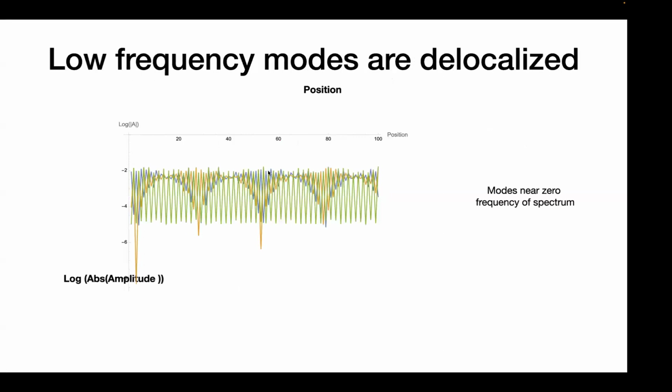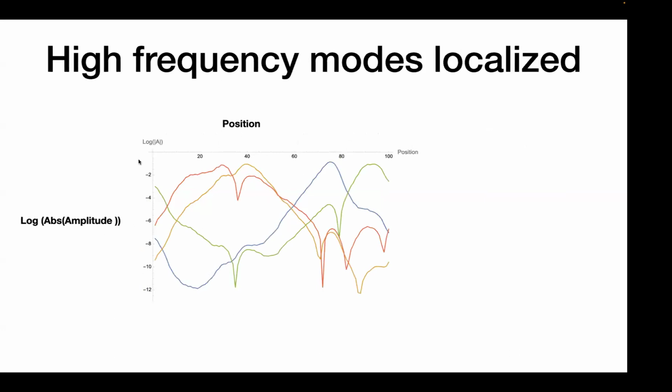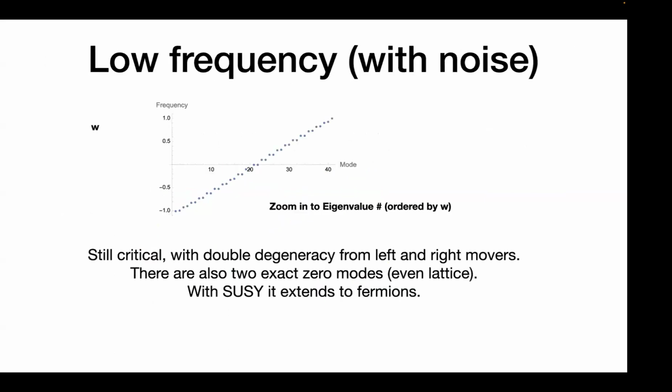So the zero modes are preserved, and the low frequency modes become delocalized, and the high energy modes are very localized. The log of the amplitude kind of decays exponentially on the sidelines. In any case, the really important thing is that the zero modes are preserved on an even lattice. You have two exact zero modes still, and then that will also be translated to the fermions. So this preserves the supersymmetry at the level of zero modes. It's still critical with double degeneracy from left and right movers, and then you'll also get this paired to the fermions.